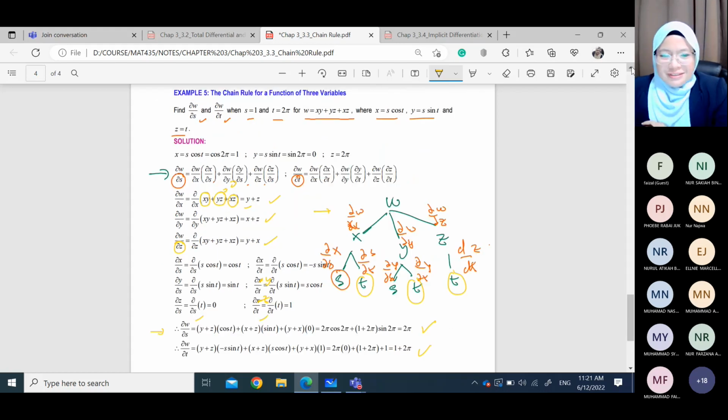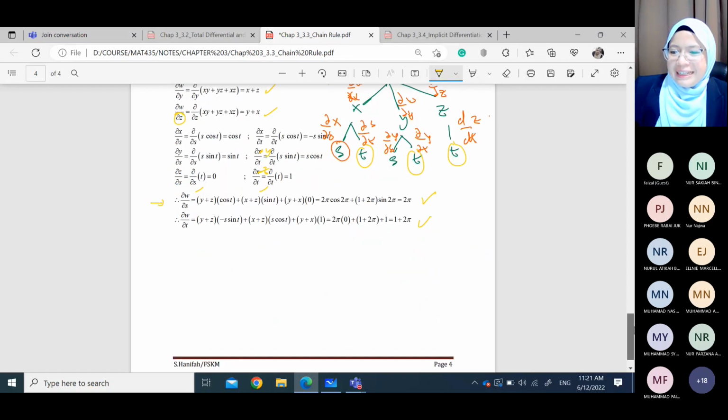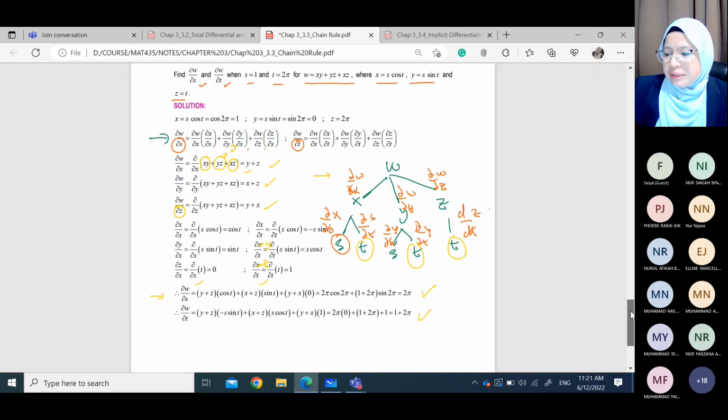Class boring ke? Okay, so that's all about chain rule. Okay, ada soalan? InsyaAllah tak ada. Tak ada. Okay, very good.